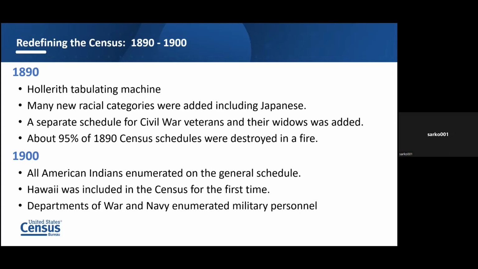We also had a separate schedule for the Civil War veterans and their widows. And there was a separate schedule if they were on the Union side. 1890 was also the first time the census used administrative records to collect data on indebtedness of private corporations and individuals.